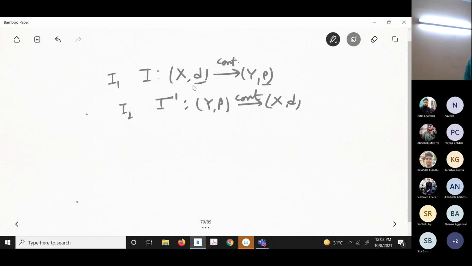That means, look, here it is sending convergent sequences in X to convergent sequences in Y. Here it is sending convergent sequences in Y to convergent sequences in X. That is a condition given in C. That also tells you that the family of convergent sequences in X will be same as the family of convergent sequences in Y with rho.